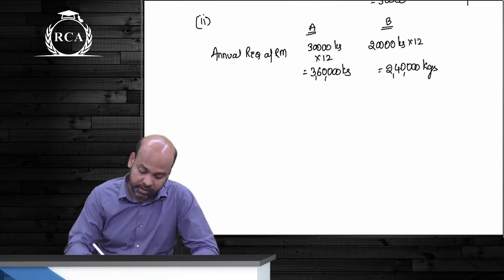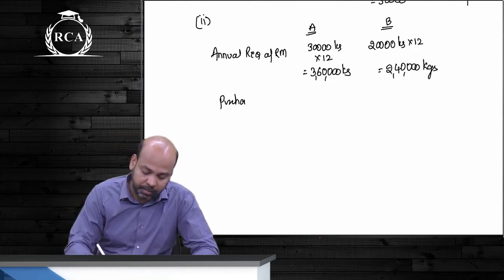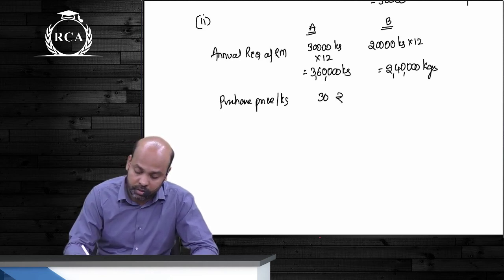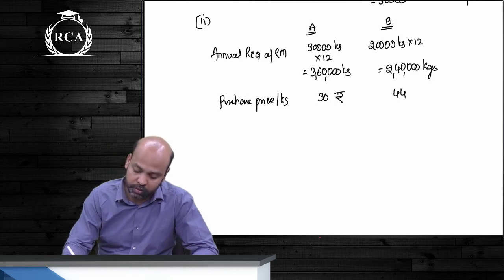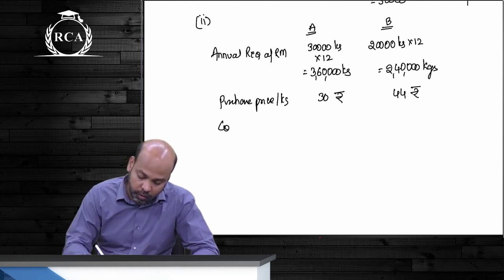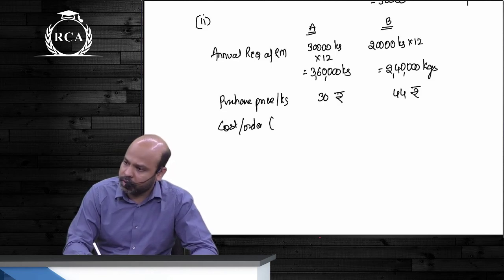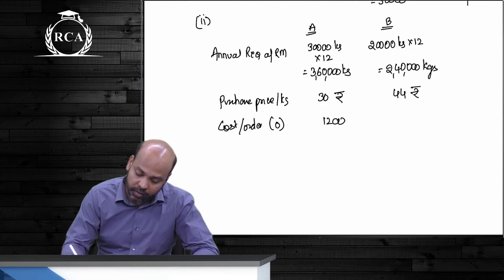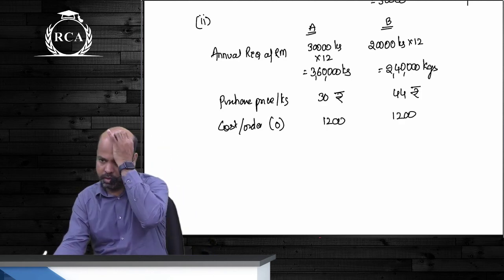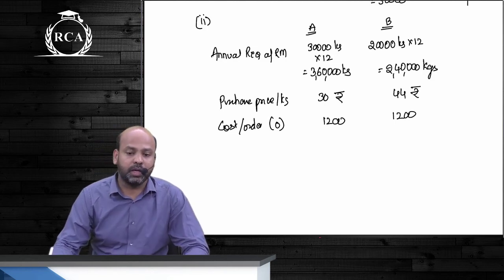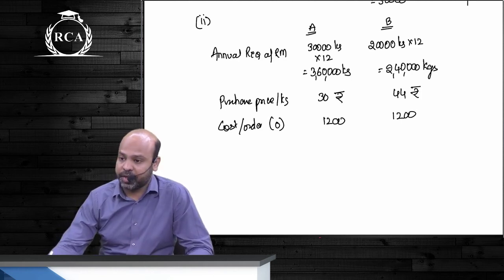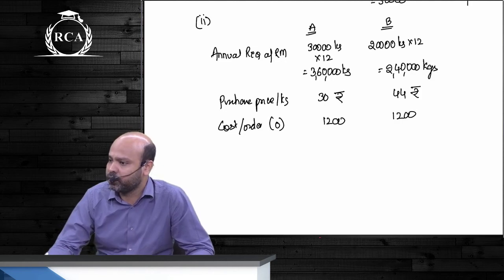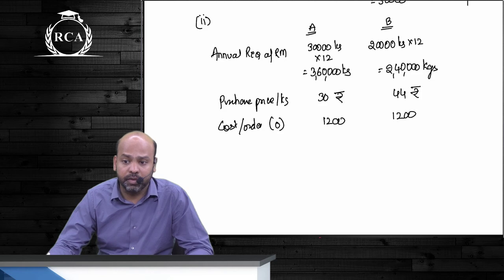You need 3 variables, guys. This is done, our annual requirement. The second is purchase price per kg. What is the purchase price? 30 rupees and 44 rupees. What is the cost per order, guys? It is 1200. Annual requirement is 30,000 kgs into 12, 20,000 kgs into 12. Purchase price per kg is 30 rupees and 44 rupees. Ordering cost is 1200 for both the products.